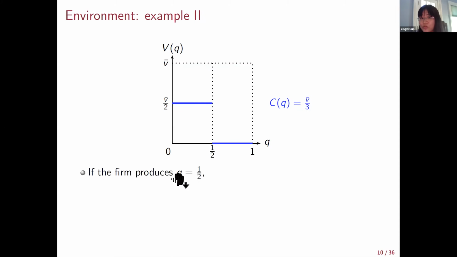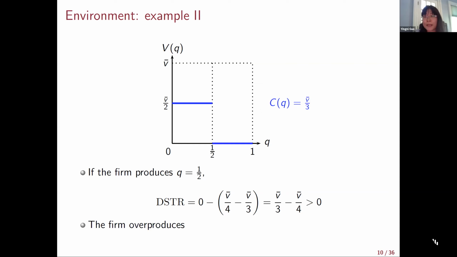If the firm chooses to produce 1/2, then the firm actually overproduces. The distortion is 0 minus the negative surplus that is generated. It's also positive. So the distortion is always positive. And in this case, we say that the firm overproduces. Now, these are the 2 examples we will use later on in the talk.